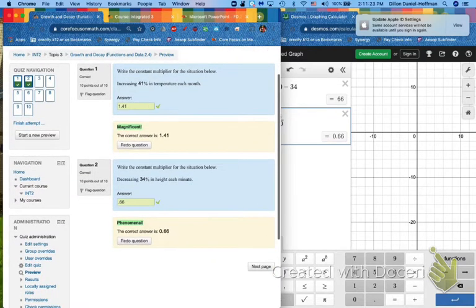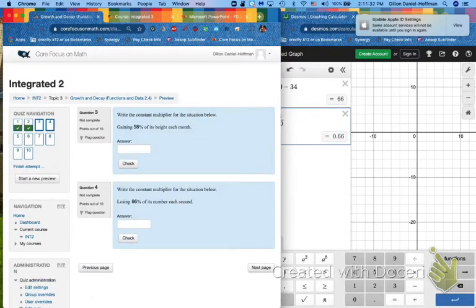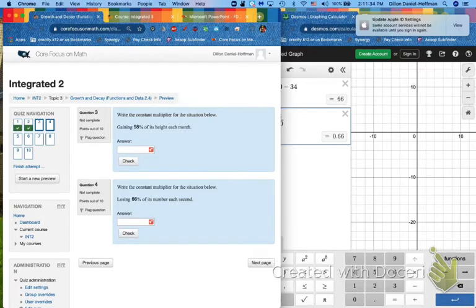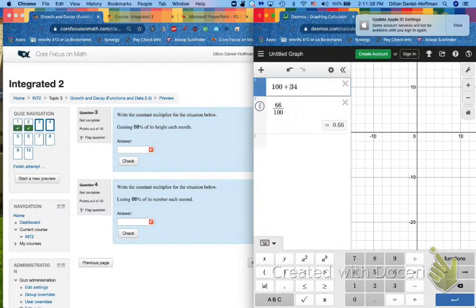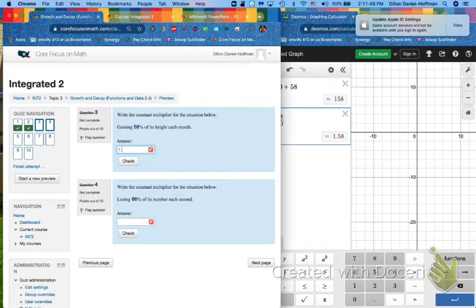And I'm going to help you through each one of these in case you don't know what a vocabulary word means. For instance, number 3 says gaining. If I gain weight, I'm adding pounds to my body. That means plus. So I'm going to plus 58%. Then I go up here and replace my 66 with 158, so 1.58.